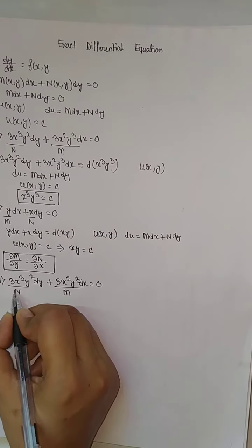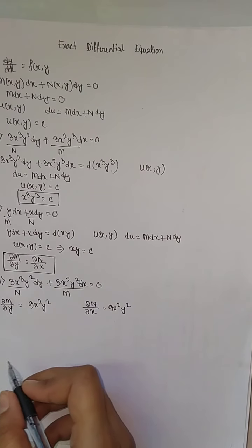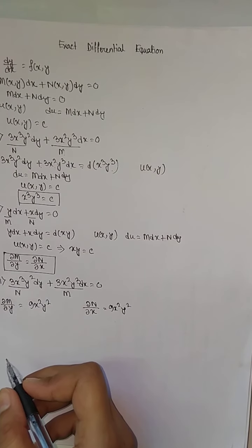We get 9x²y². So both are the same. That is, the condition of exactness is satisfied. Hence the equation is exact. Now, how do we compute the primitive of this type of problem?